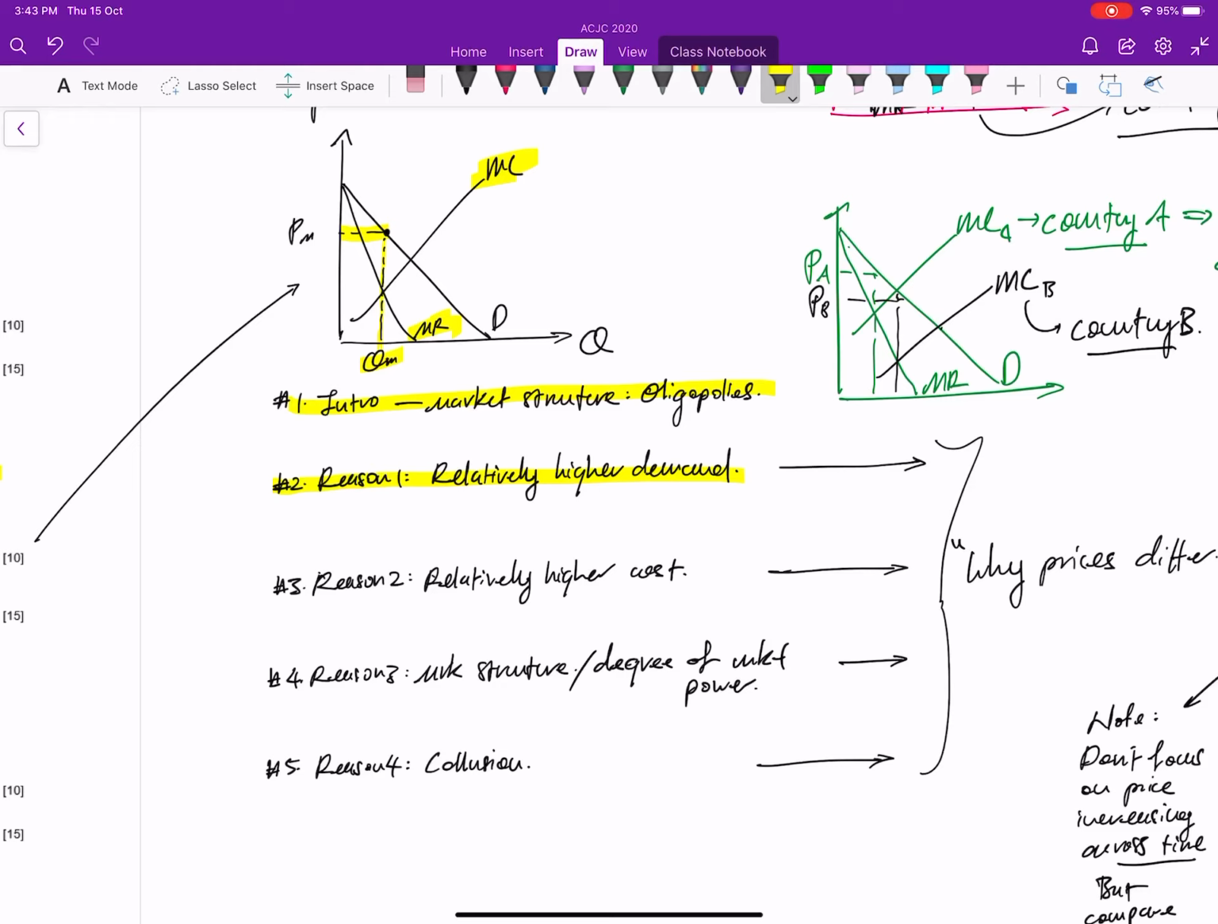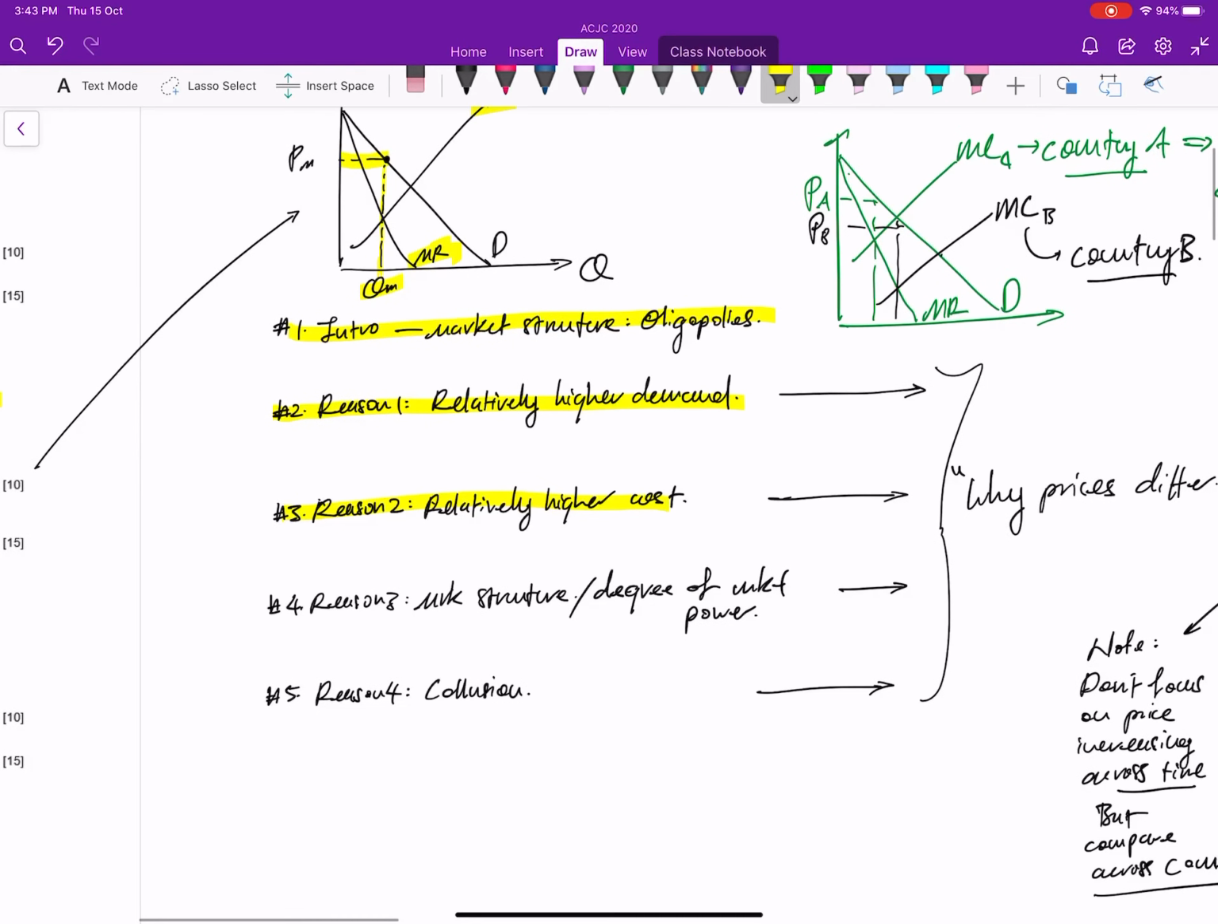So first is the demand side reason, and secondly is the cost or MC side reason. Okay, so that will have kind of two halves. Minimally for this 10-mark question, you at least need 2 points, but ideally you should have 3 points. And for the third point, you can use the degree of market power as well.